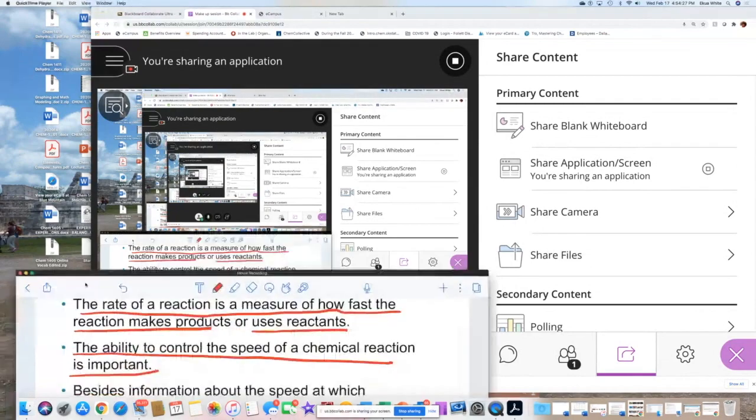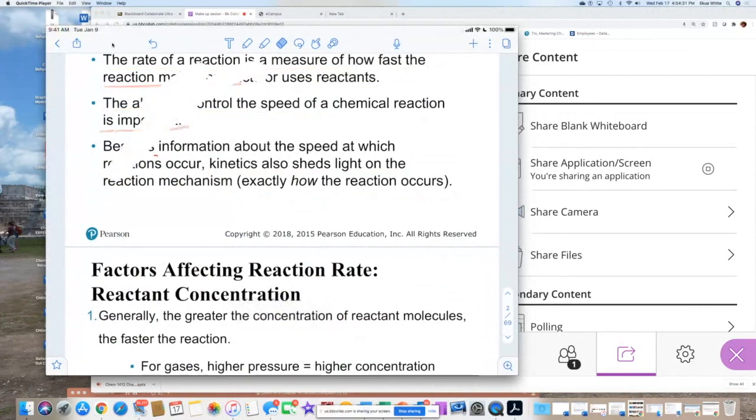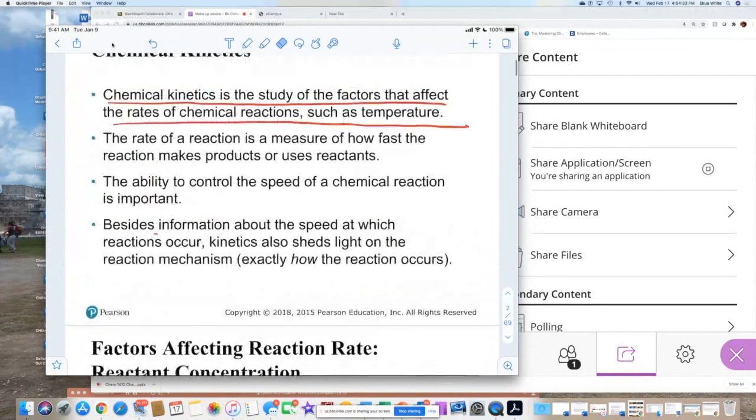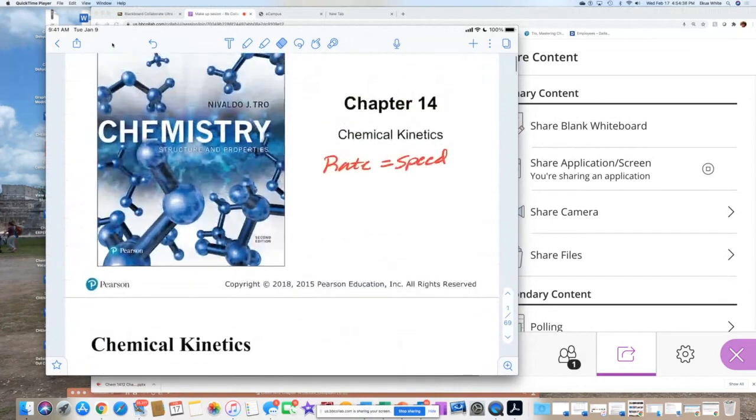Okay, so we're going to start with chapter 14, and I've been going over this so many times. What I'm going to do right now, I won't tell any extra stories. Okay, this chapter is about chemical kinetics.